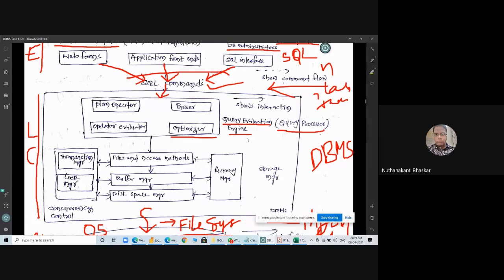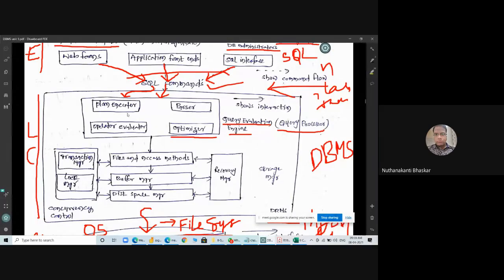Now, in the same way, in the query evaluation engine, when you provide the query, the first phase is the plan executor. It checks whether your query is right or wrong, that is, whether the syntax you used is right or wrong. For example, if you entered a table name but the table does not exist in the database, then it is wrong because there is no such table. The plan is verified before it is executed.